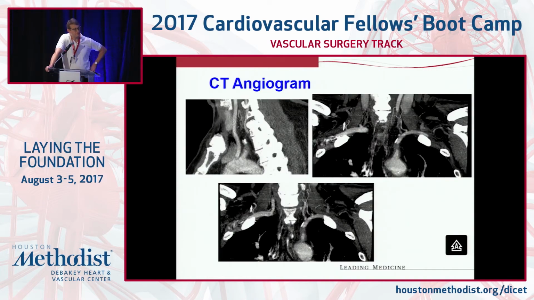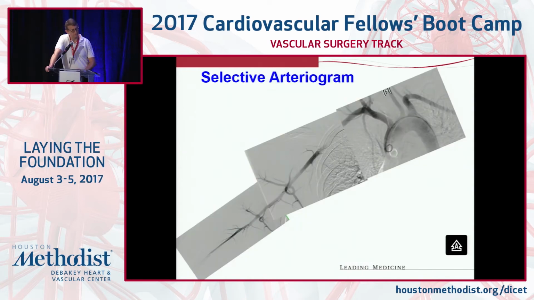CT angiogram plays a big role as well in the imaging, to look for either occlusive or embologenic sources of hand ischemia. Here you see a high-grade proximal subclavian stenosis, but you see there's some sort of fresh thrombus on top of chronic calcific occlusion. Selective arteriography then is often necessary to determine what your treatment options are. Not always necessary for diagnosis, but necessary to plan your treatment.